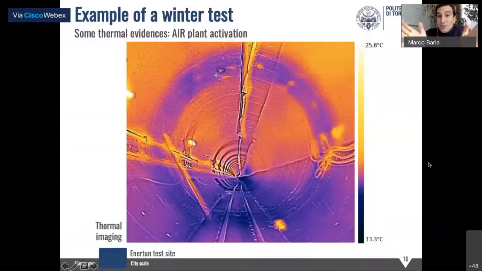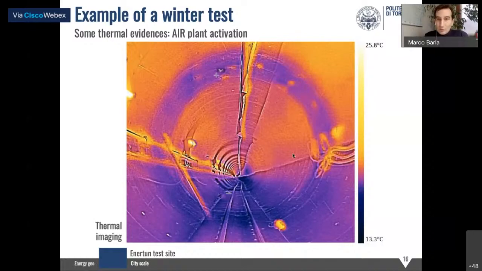Okay, good. So some screenshots. I hope the video was useful to understand the details. Look, this is a screenshot during operation, and it's a thermal image, and you can clearly see the area of the two rings that were thermally activated that have a different temperature with respect to the rest of the tunnel. So they were working there, something is happening.